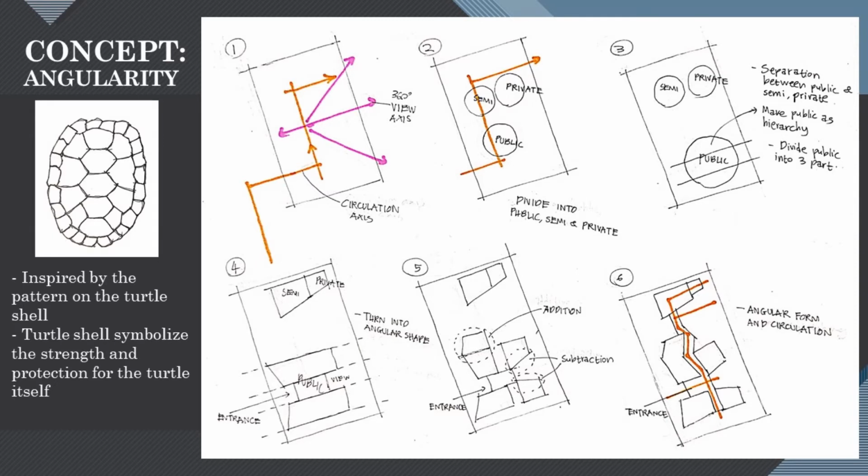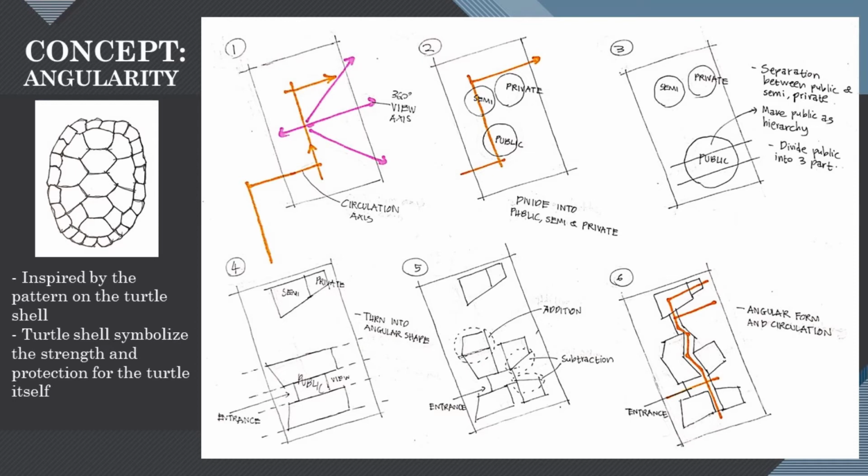I use the concept of angularity to be applied at my building. This concept was inspired by the angular pattern that can be seen at the turtle shell. The turtle shell symbolizes the protection and the strength for the turtle itself. So the first step is I began the design with 2 axes, which are the circulation axis and 360-degree view axis.